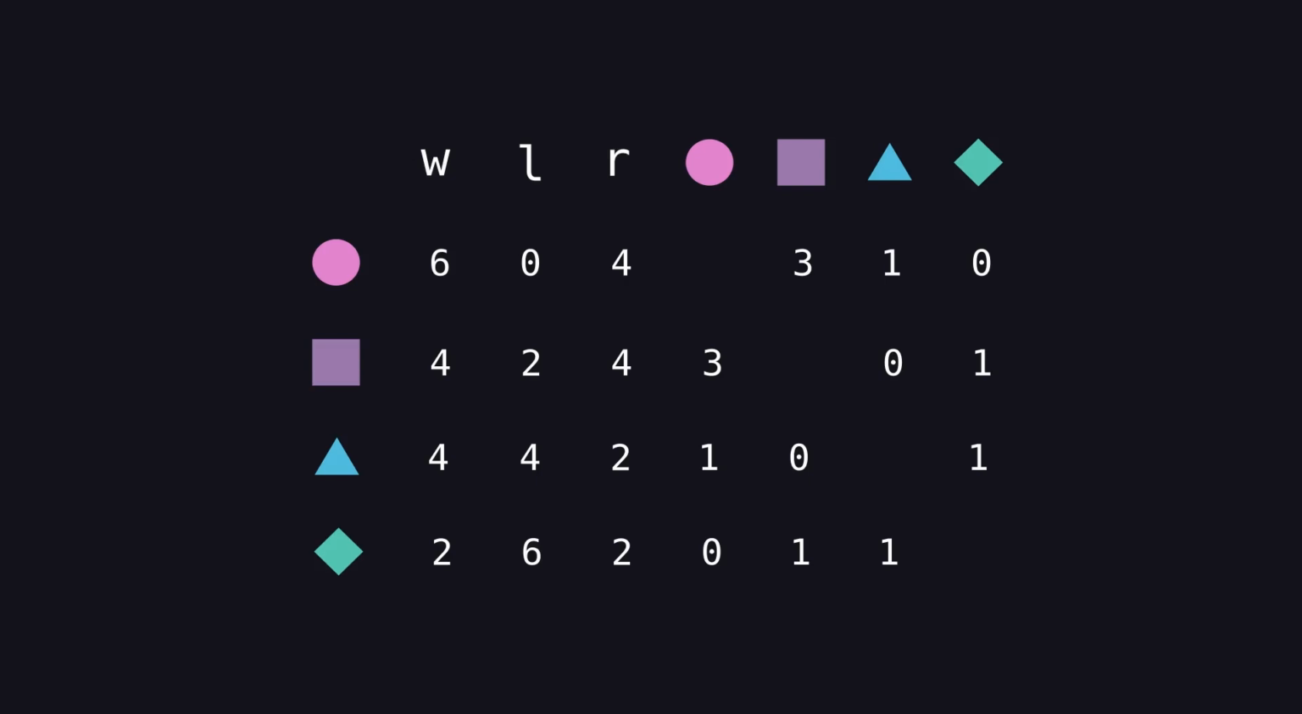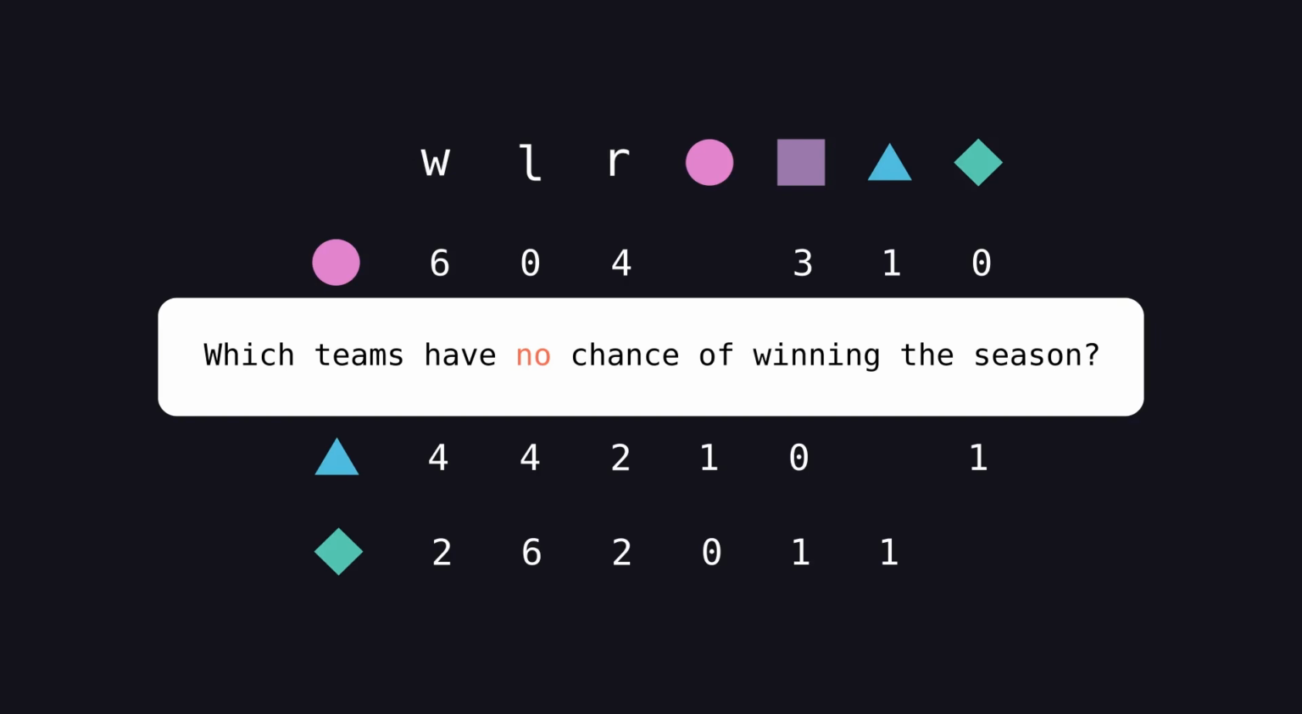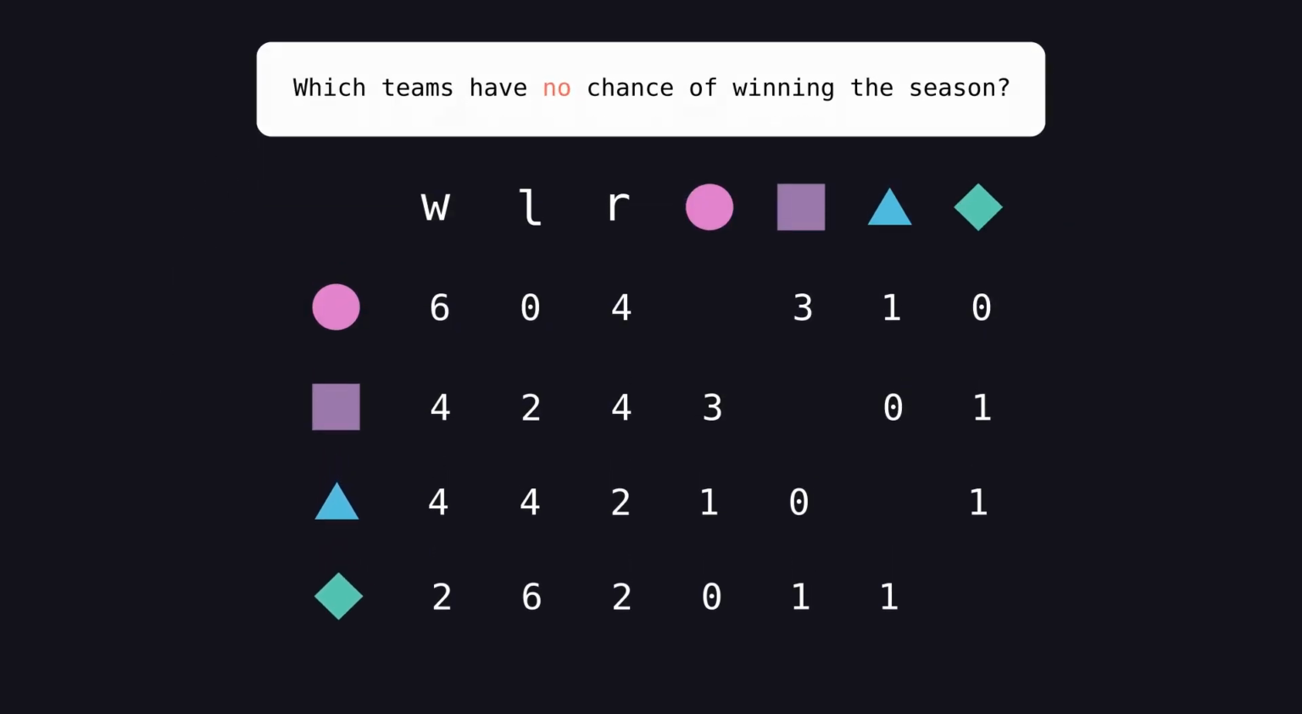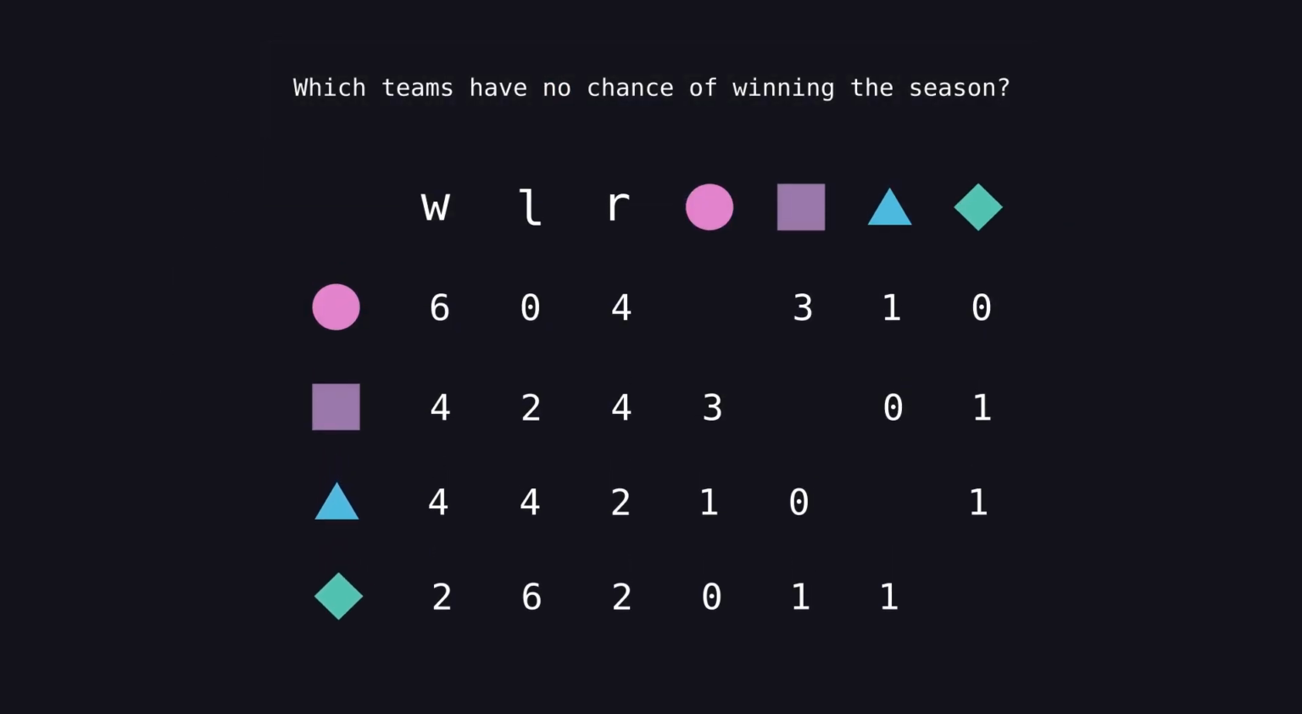The winner of the season is whichever team wins the most games. The question for you is, which teams have no chance of winning the season? To start, let's consider the team currently in last place, Diamond. They have 2 wins and 2 games remaining. Do they have a chance of taking home the trophy?